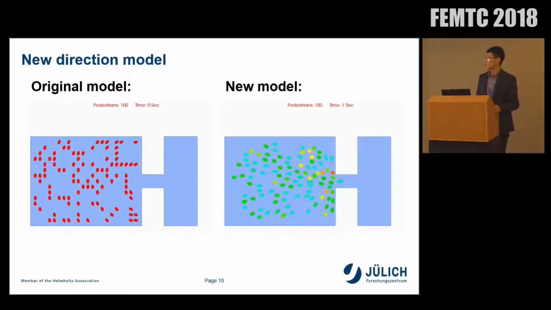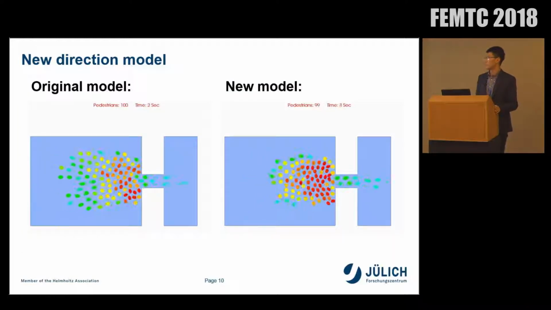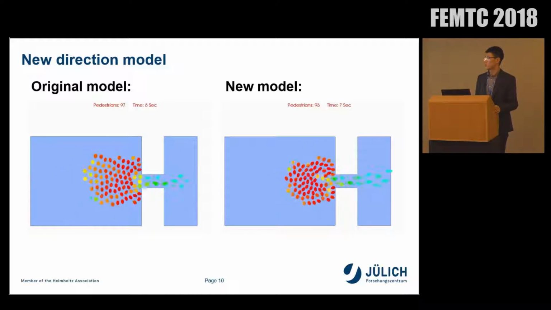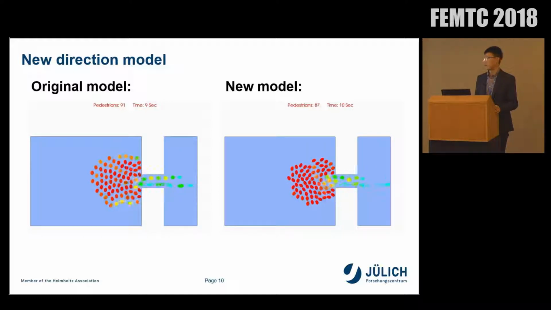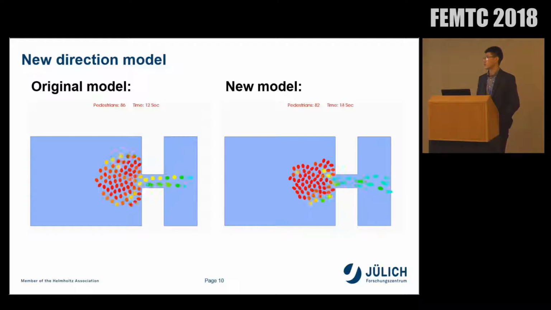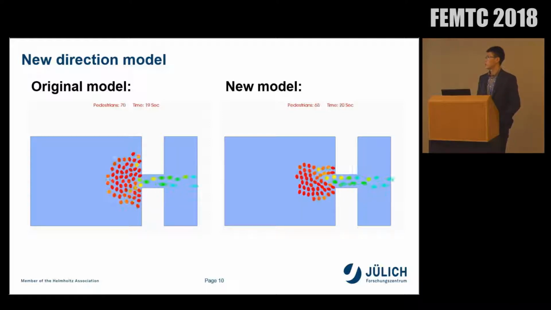And these two videos show our improvement. The left one is the simulation result with the original direction model, and the right one is the simulation result with the new direction model. And we can find that the unusual behavior I mentioned before all disappears in the simulation result of the new model. There is no backward movement, and they turn in their direction very smoothly.